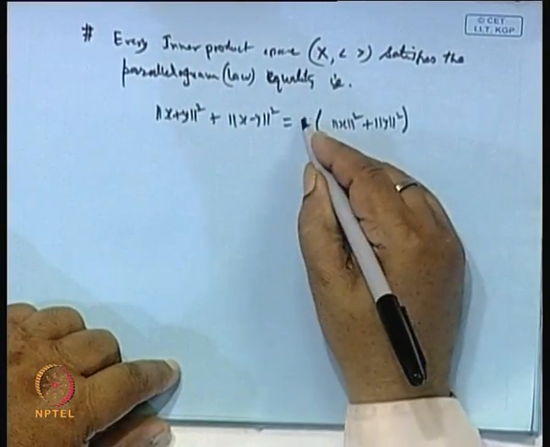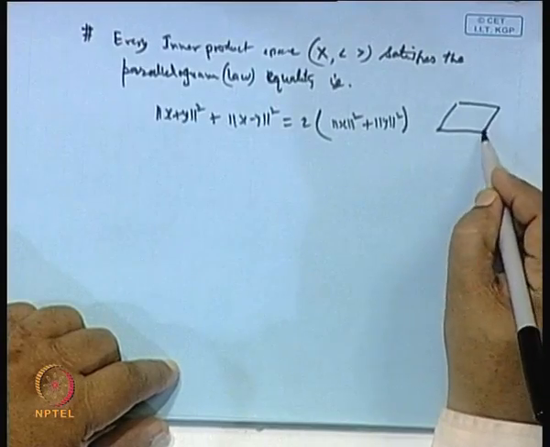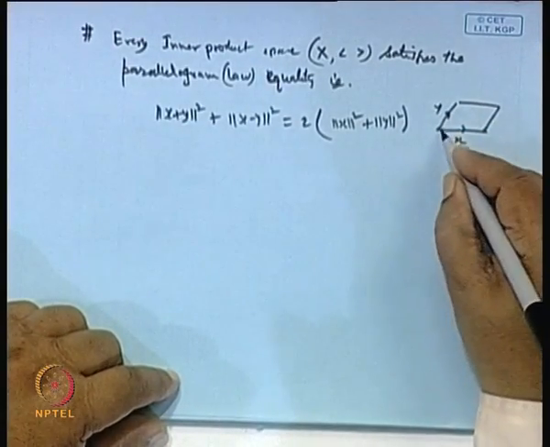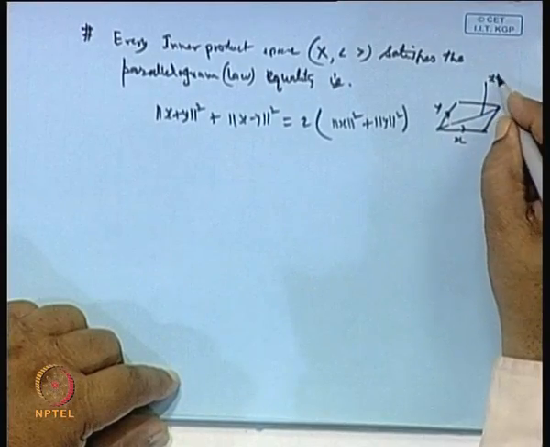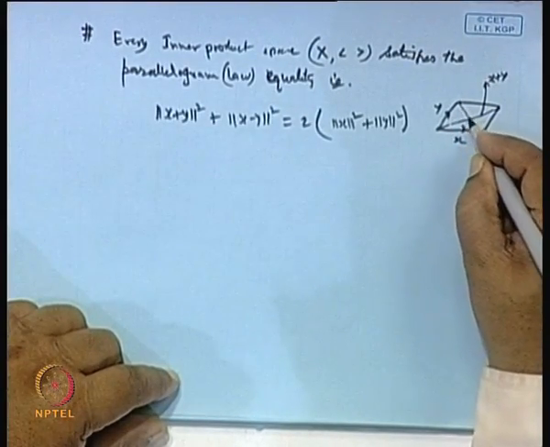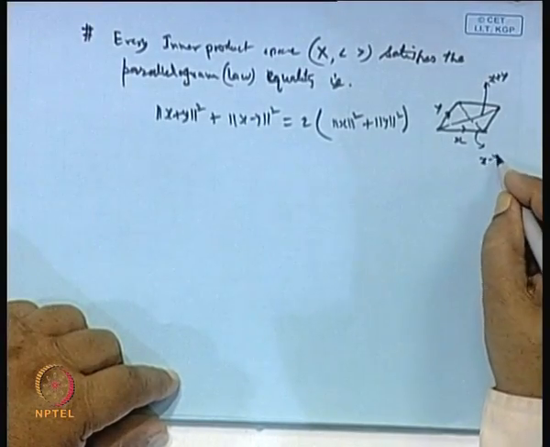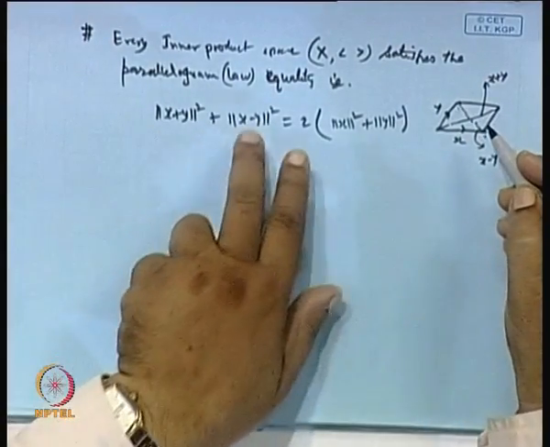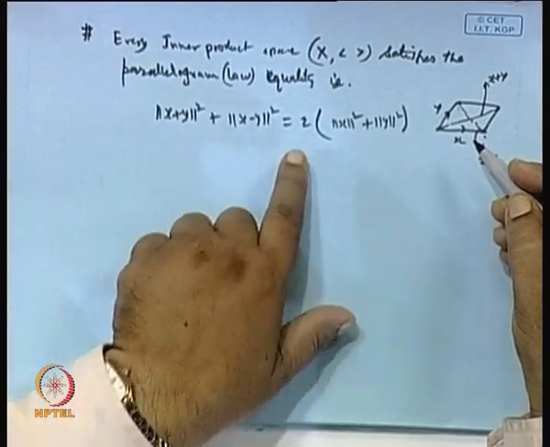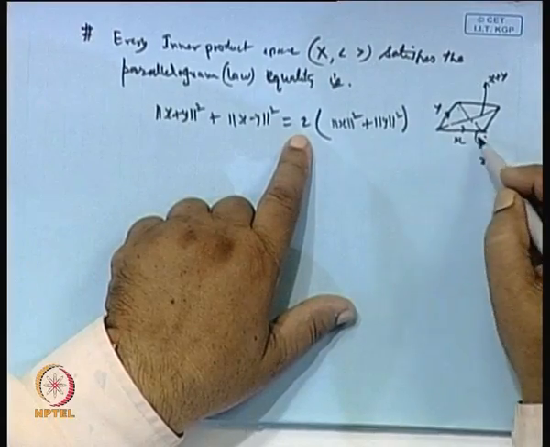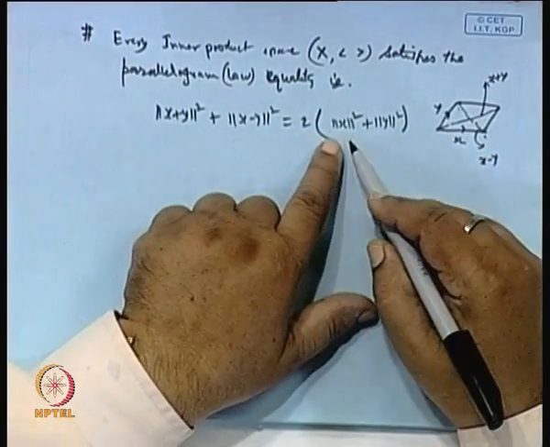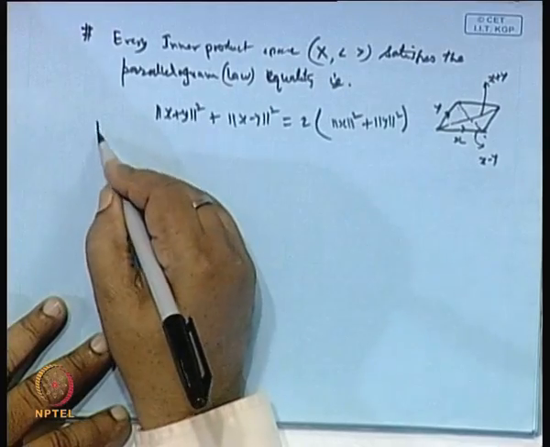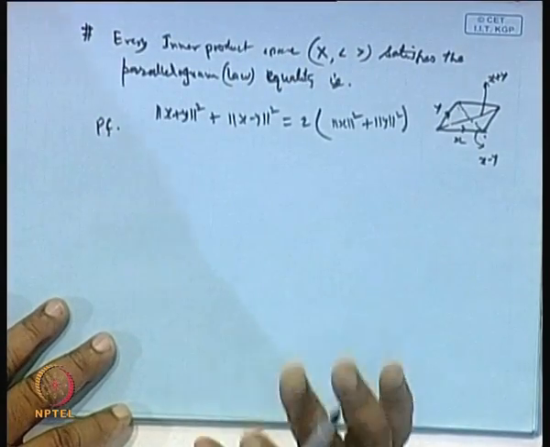The physical concept of this is that if we have a parallelogram having sides x and y as vectors, then one diagonal will represent the vector x plus y, while the other will represent the vector x minus y. So, the sum of the squares of the lengths of the diagonals, norm x plus y square plus norm x minus y square, is 2 times the sum of the squares of the sides, x square plus y square. The proof is just simple, based on the definition.